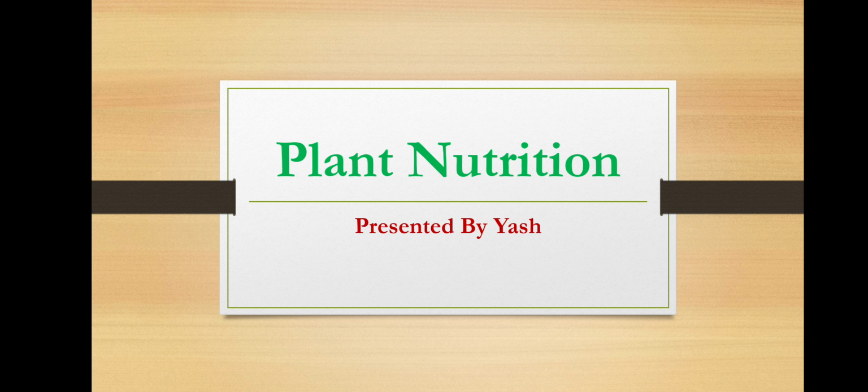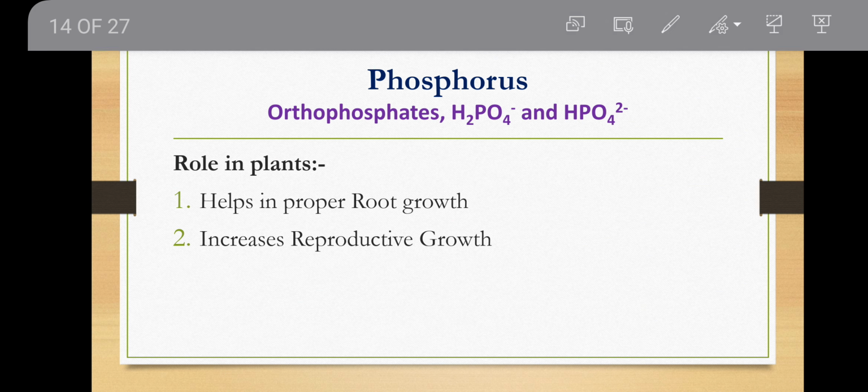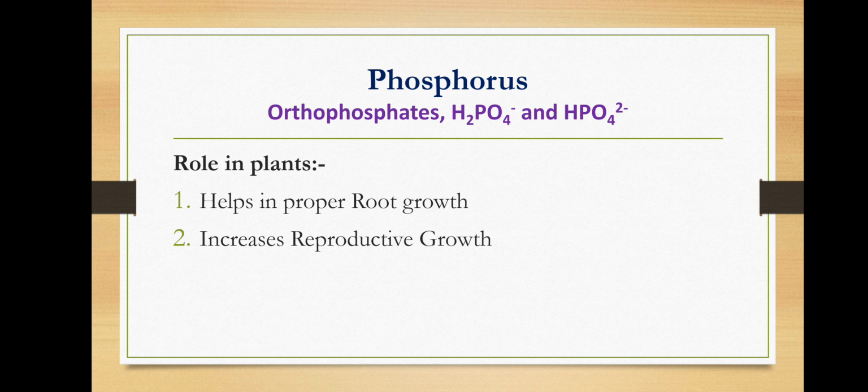In this video, we are going to discuss the second primary macronutrient, that is phosphorus, in detail. Especially when we come to phosphorus, orthophosphates are the main ions absorbed from the soil by the plants. There are two orthophosphates, H2PO4 minus and HPO4 2 minus. They are the two ions which are absorbed by the plant root hairs from the soil.